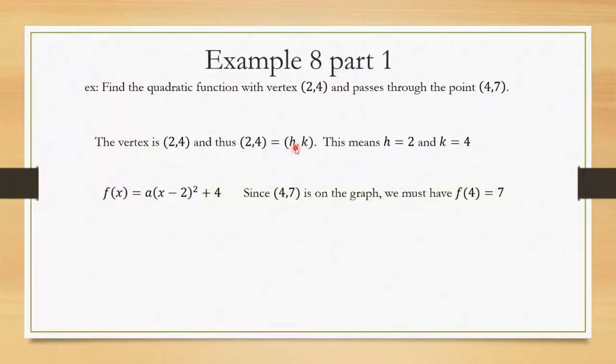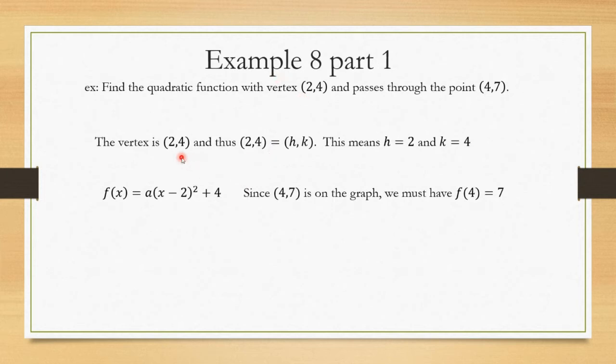Okay, so here's another example. If I remember correctly, this is the example we got up to. So let's say we want to find the quadratic function with vertex (2, 4) that passes through the point (4, 7). So we want to find the quadratic function whose vertex is (2, 4) and it passes through the point (4, 7). Okay, well, how do we do that?